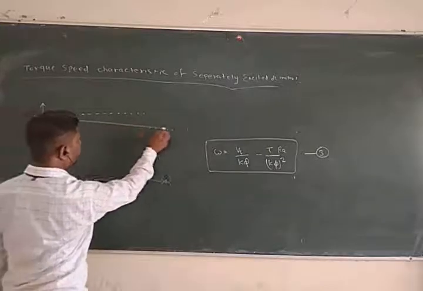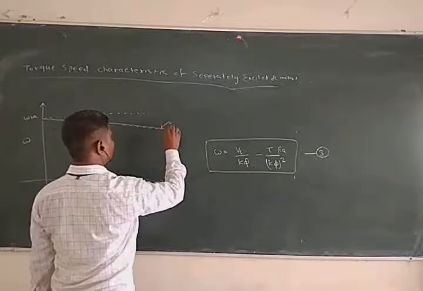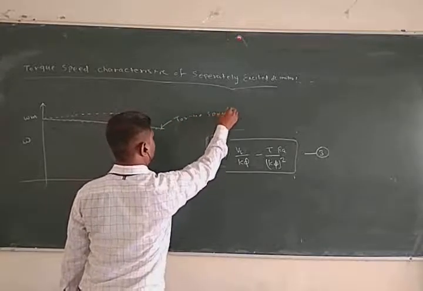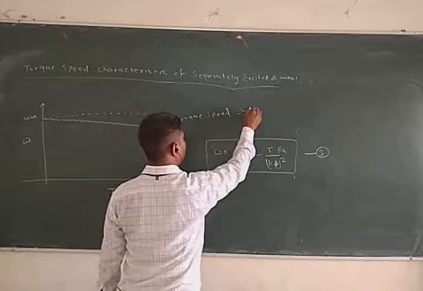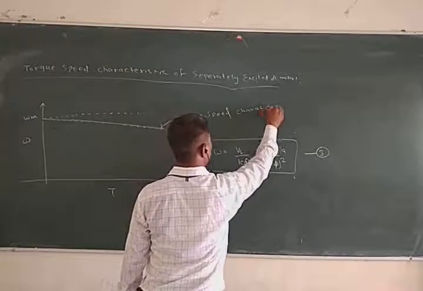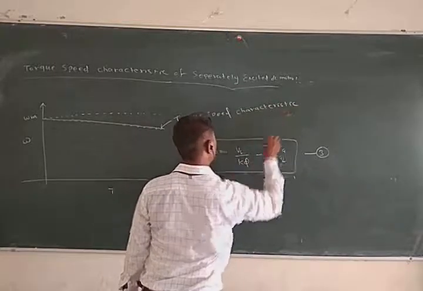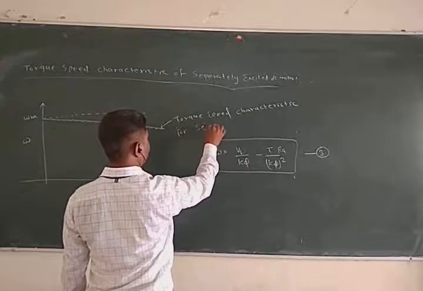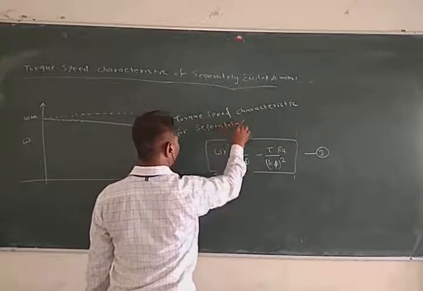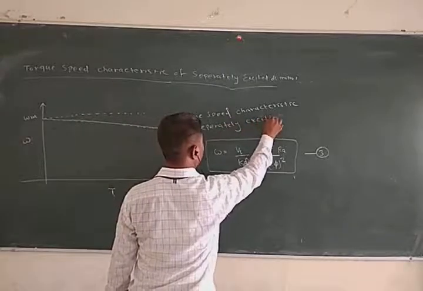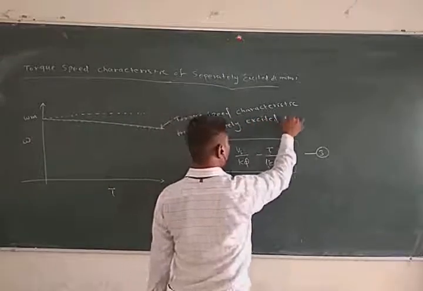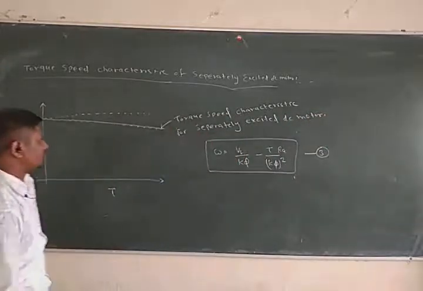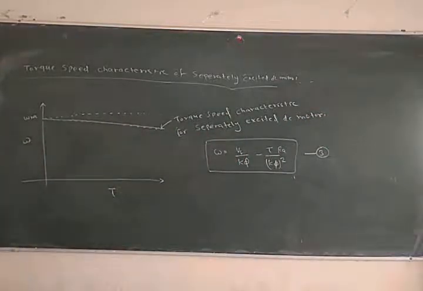So the characteristic for a separately excited DC motor is this. This is the torque speed characteristic of the separately excited DC motor.